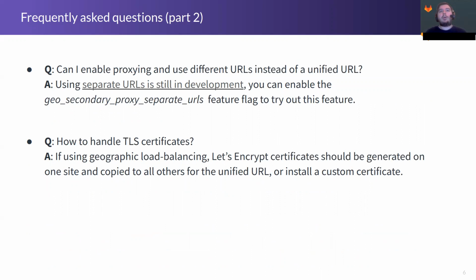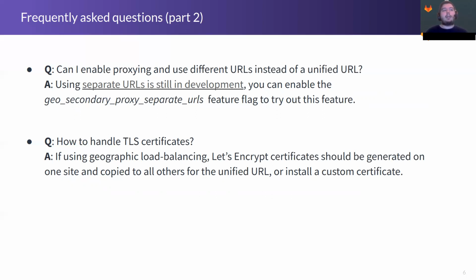Also, we've been talking about a single unified URL, but what happens with different URLs? Could we use proxying but use different URLs as before? And the answer is that it's currently still in development. There is a feature flag that you could enable to try this out, but there are some current limitations with this change, and they are mentioned in the epic linked in our docs.